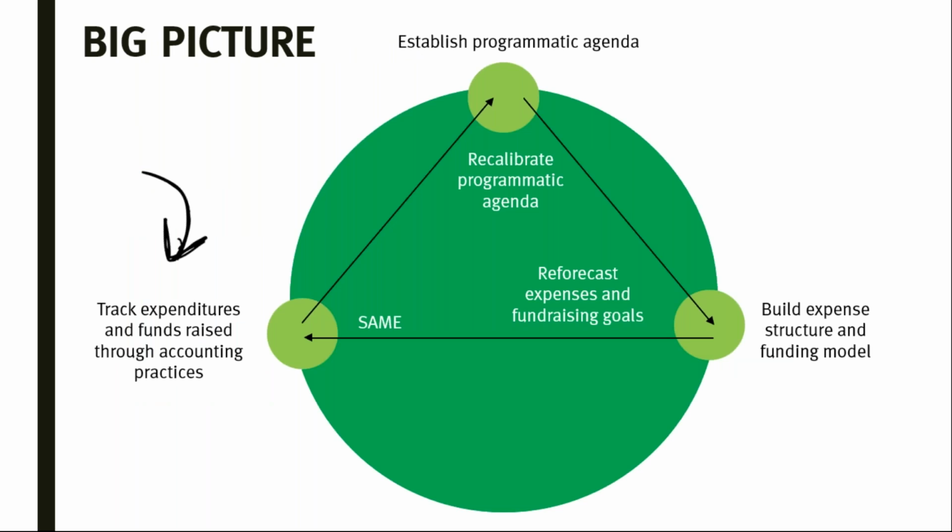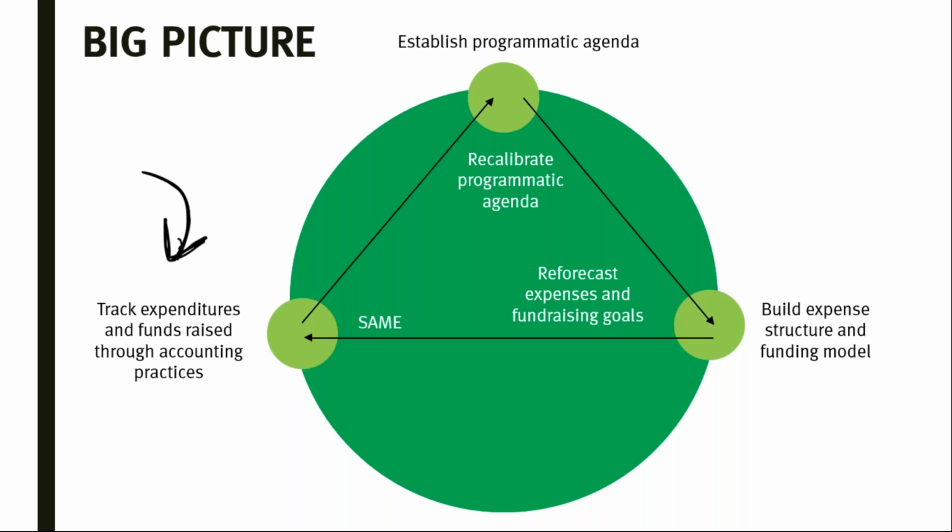Before we dive in, I want to bring us back to the big picture slide that we kept returning to in our first session. We really talked about establishing a programmatic agenda and forecasting expenses and fundraising goals based on that agenda. And the third piece that we really didn't address is how do you actually track the expenditures and funds raised through accounting practices? That's the missing piece of the puzzle, and that's where we're going to spend most of our time today.